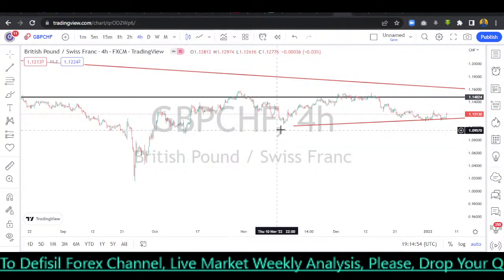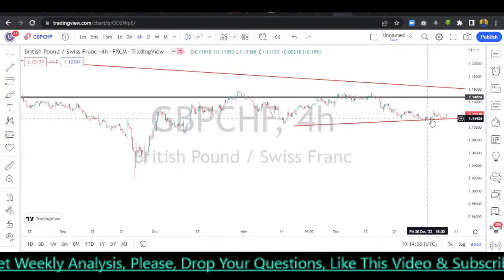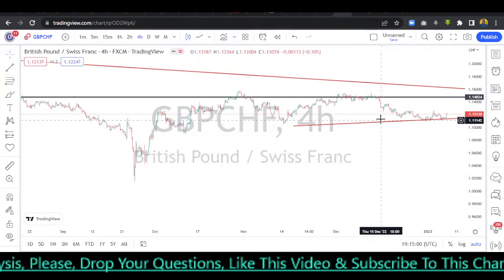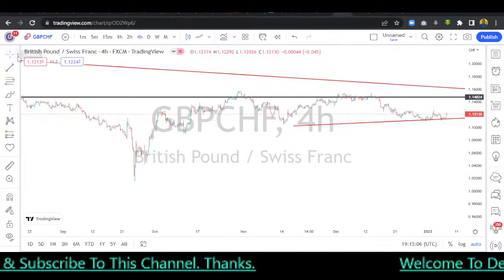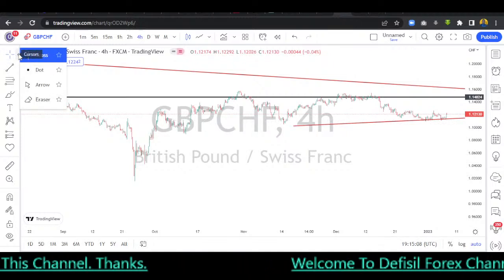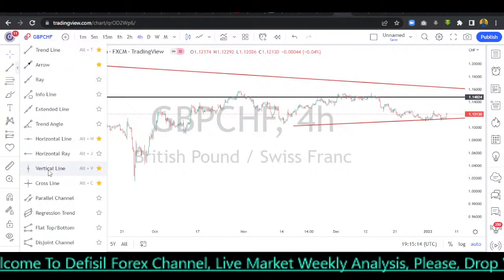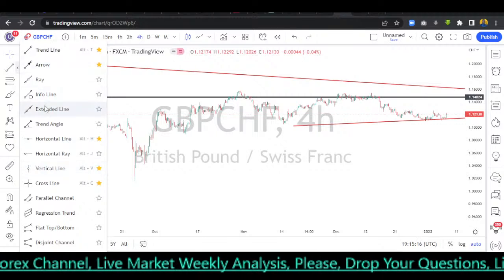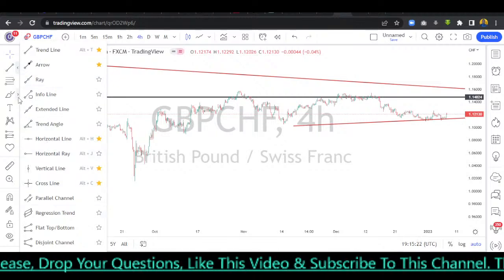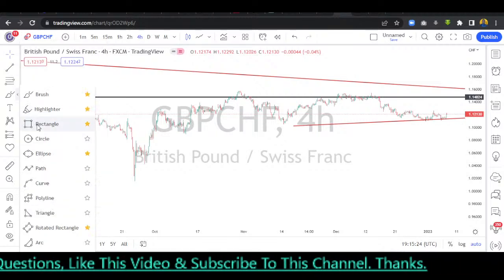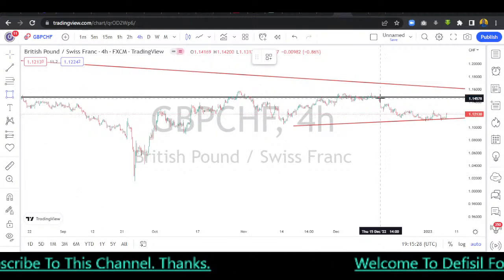Yes, the market seems to be moving in a ranging direction currently on the 4-hour time frame. However, let's bring in a rectangle tool and see what's happening. So I'll place my rectangle tool here.